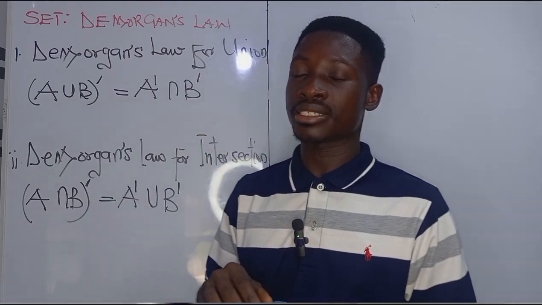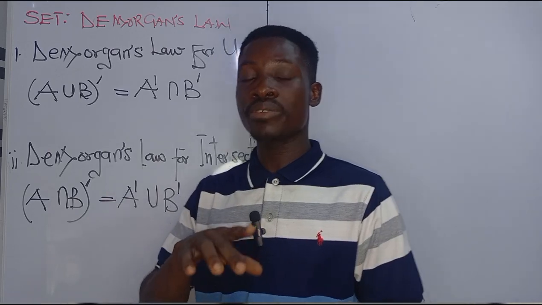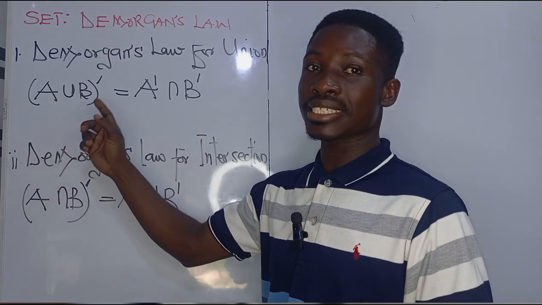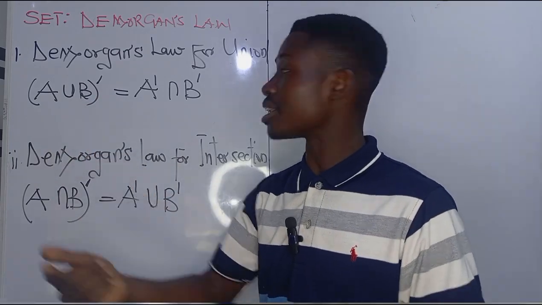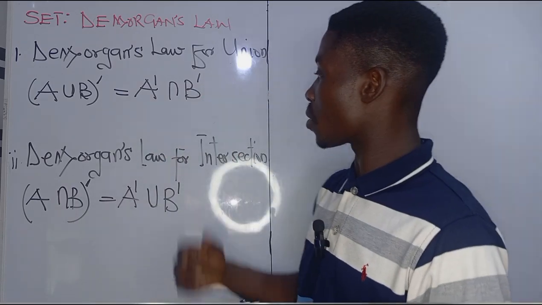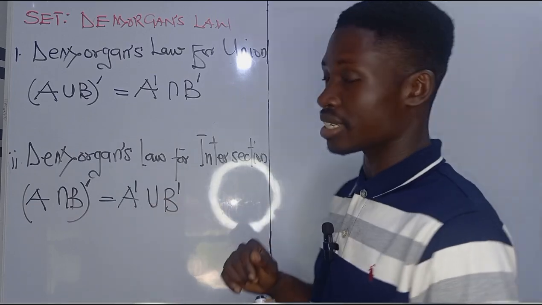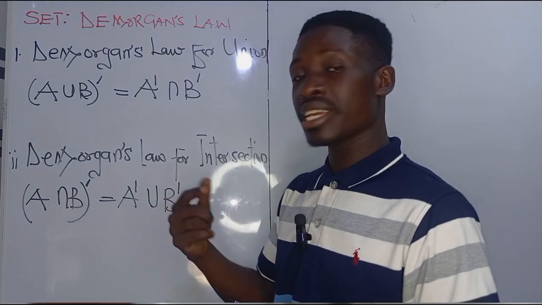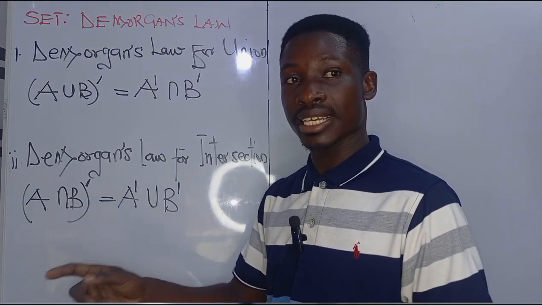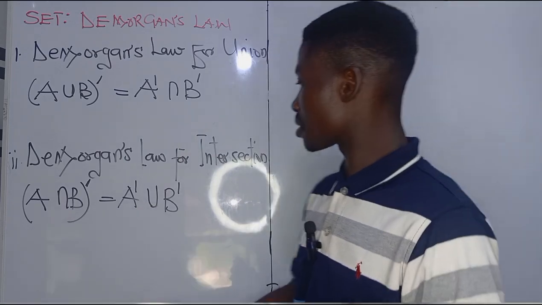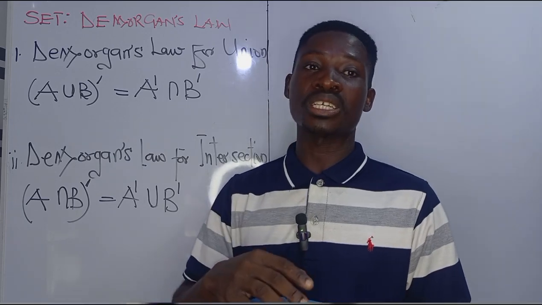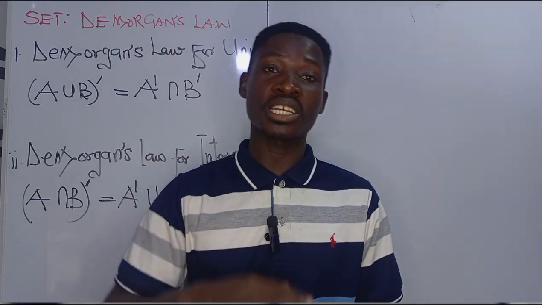Now what he is saying is that given any two sets, the complement of the union of these two sets is the same as the intersection of their complements. The second law, De Morgan's law for intersection, says that given any two sets, the complement of the intersection of these two sets is the same as the union of their complements. This is what he was able to come out with some years ago.